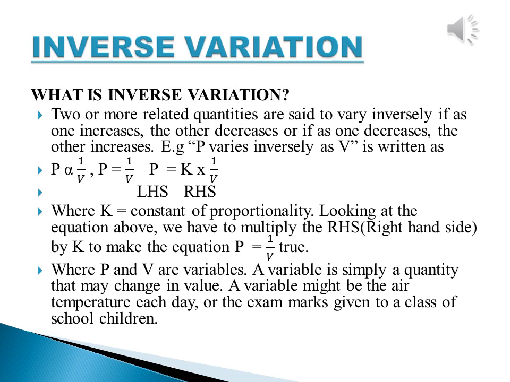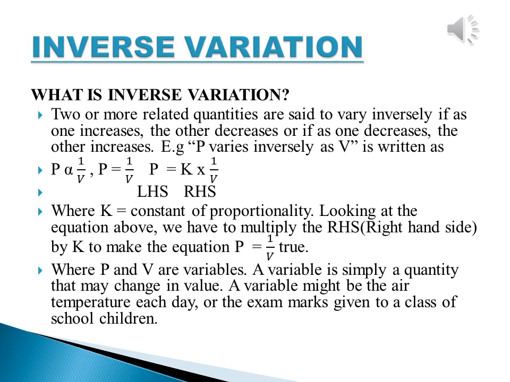And if P is equal to 1 over V, we have to ascertain that this equation is correct. That is, in order to make sure the left hand side equals the right hand side, we have to multiply the right hand side by K. So K is equal to the constant of proportionality. We multiply the right hand side by K to make the equation P is equal to 1 over V true.